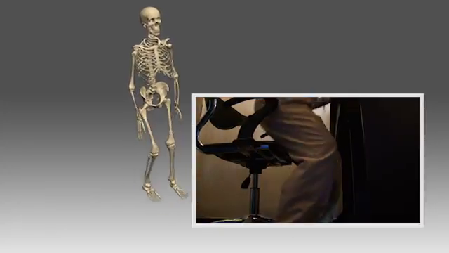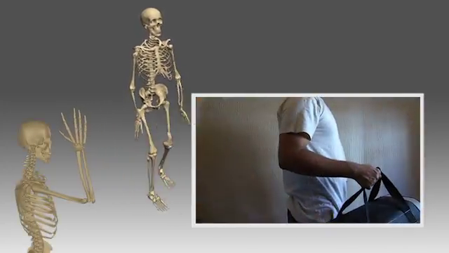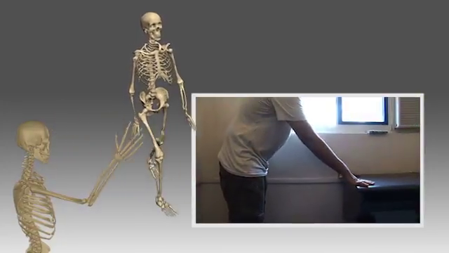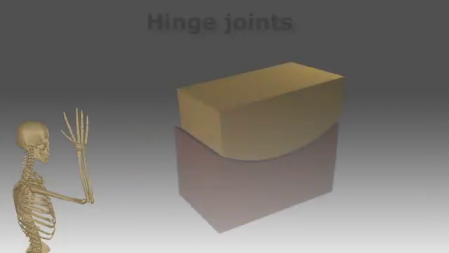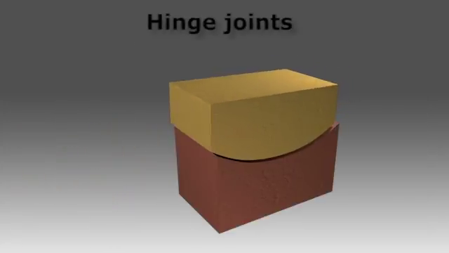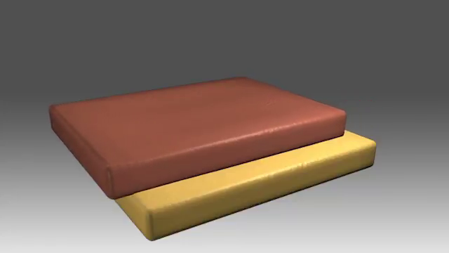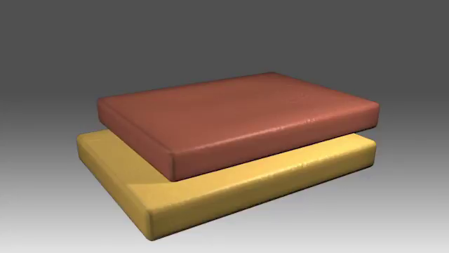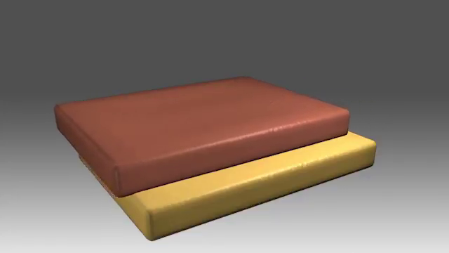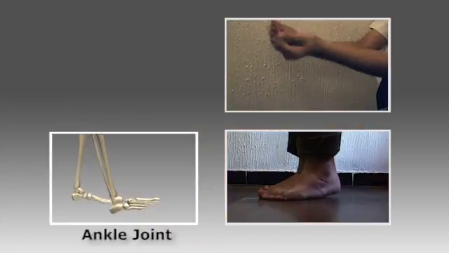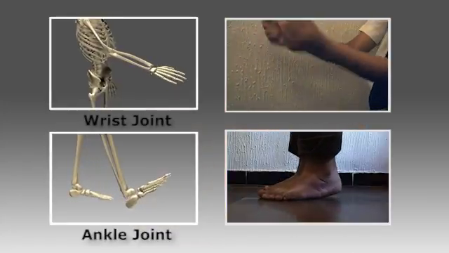Look at the movement of the knees and elbows. The movement of these joints is similar to the way a door opens and closes. These types of joints are called hinge joints. Now look at this movement. See how the surface of one bone is gliding over the other. In this joint, only a small movement is possible in all directions. This is known as a gliding joint. Our ankles and wrists have gliding joints.